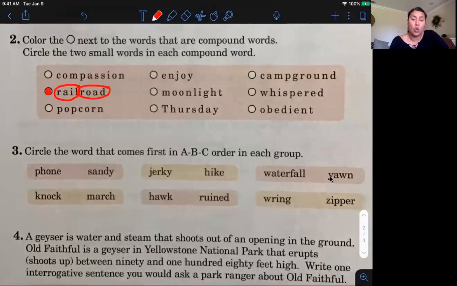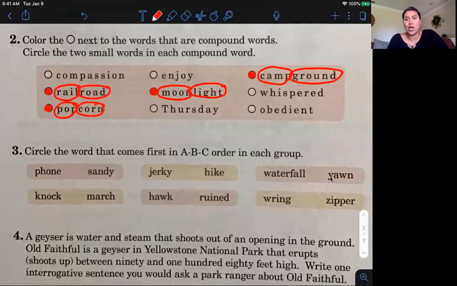What about pop and corn? Yes, pop and corn. Those are two words that stand alone. And when you put them together, they make a new word. Enjoy. Joy is a word, but N is not a word. That's a prefix. So not enjoy. What about moon and light? Yes. So remember, the test is if you can circle 2 full words, then it is a compound word. What about Thursday? Well, day is a word, but not Thurs. I don't even know what Thurs is. What about campground? You can camp, and a ground is a word, so campground, yes. Compound word.